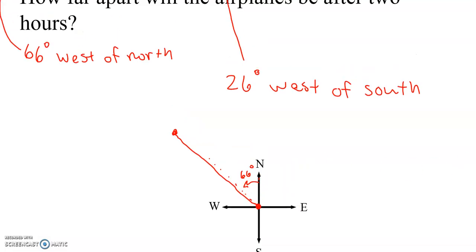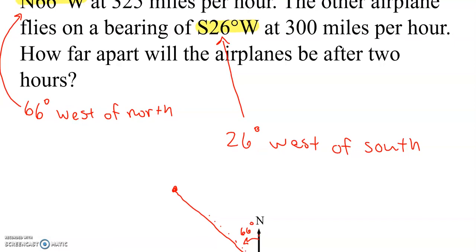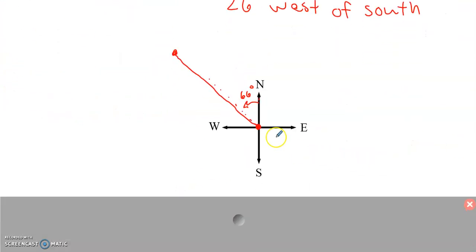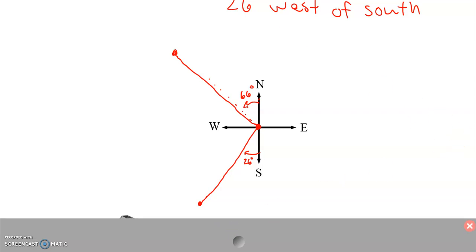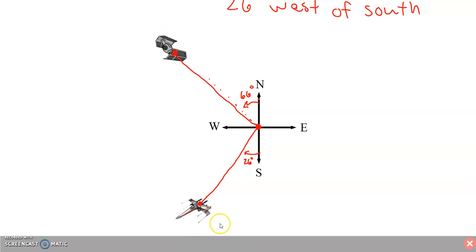That's the first plane. The second plane is on a bearing of south 26 degrees west. So here's south. It's 26 degrees west of south. So from south towards west, that angle right there is going to be 26 degrees. So there's where my second plane is flying. And actually, let's get some planes in here. There's that plane right there, and that plane right there. There we go. So that's where the planes are.